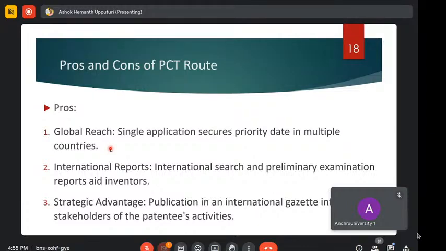International search and preliminary examination reports aid applicants. There is also a strategic advantage: publication in the international gazette informs stakeholders of the patentee's activities.